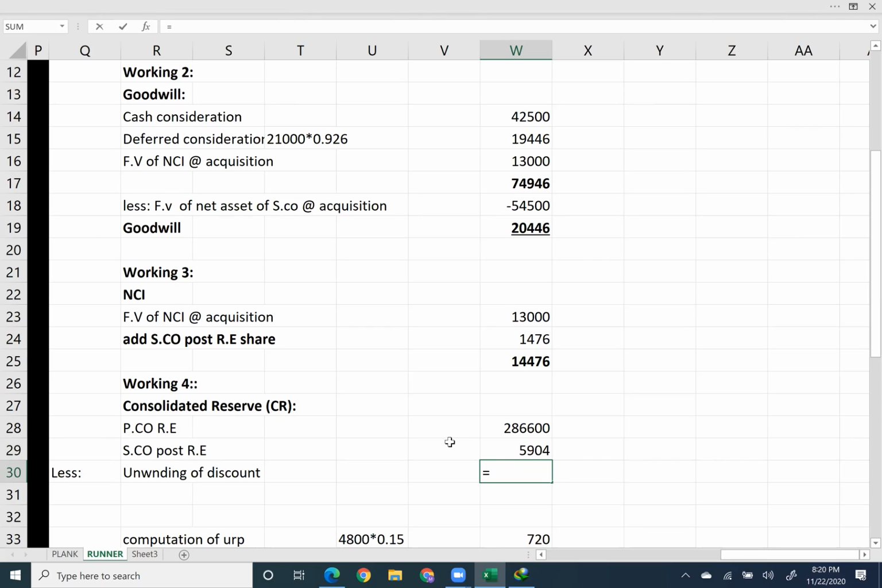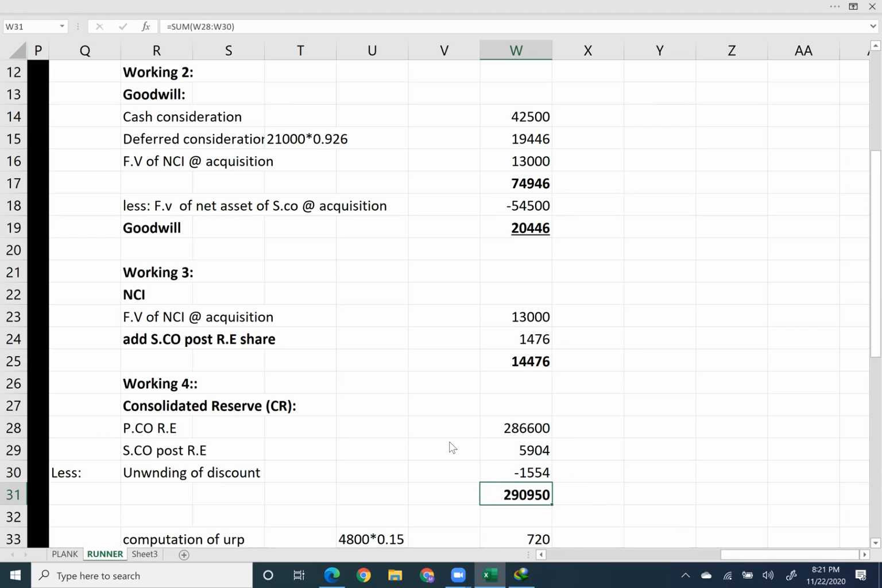Here in this question, there is only 1 year. There is 1 year gap between the payment date and the acquisition date. So just simply take the difference of 21,000. Simply take the difference of 19,446. 19,446 minus 21,000, you will get a negative expense. And yes, we want a negative expense. Okay, so that's your consolidated reserve done.